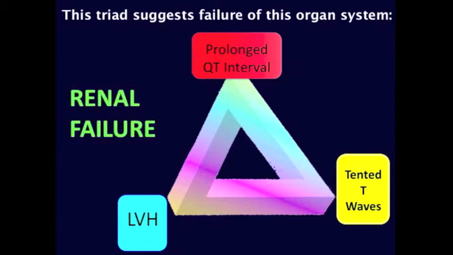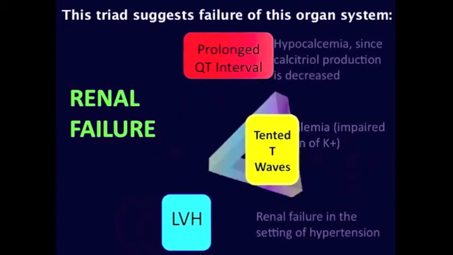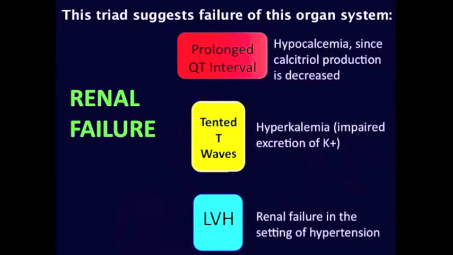The tented T waves occur because of hyperkalemia. The kidneys cannot get rid of potassium. The long QT is due to hypocalcemia. Remember, in renal failure, you become hypocalcemic because your kidneys can no longer make 1,25-dihydroxyvitamin D, i.e. calcitriol, and that is needed for absorption of calcium from the gut.